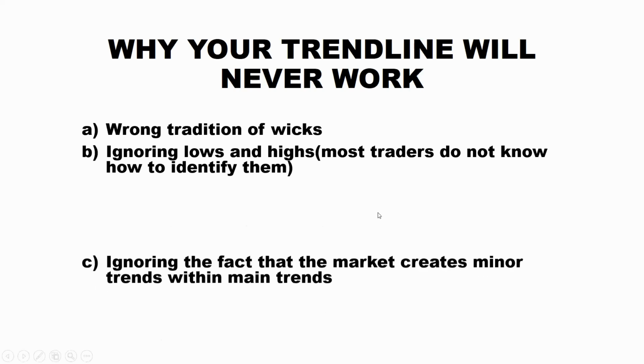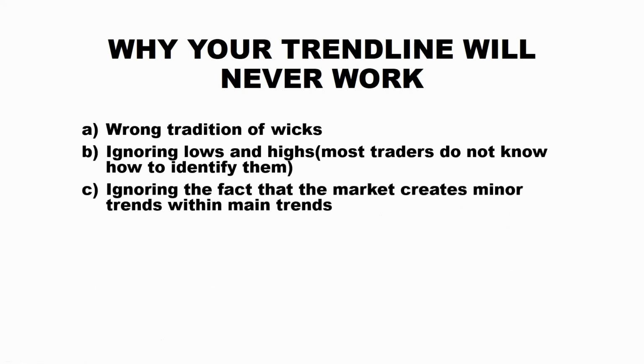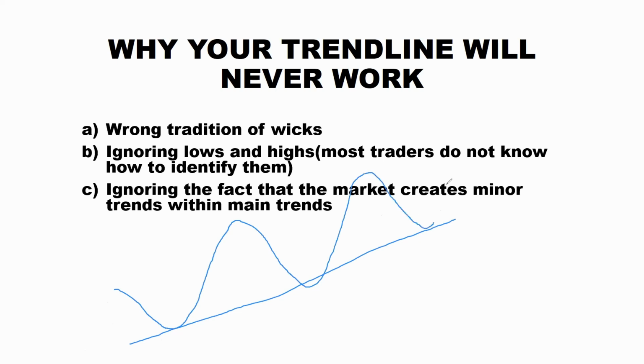Now, what is our third one? Our third one is ignoring the fact that market makers do create minor trends within the major trends that we have identified as traders. What do I mean by this? The market usually, when this is your trend line that you have identified, the market is making higher highs and higher lows, coming back to touch your trend line.